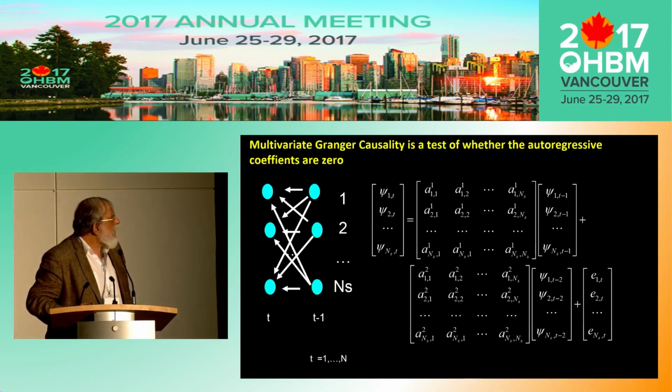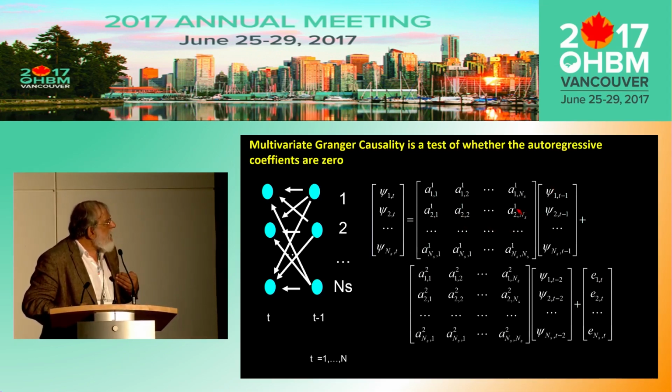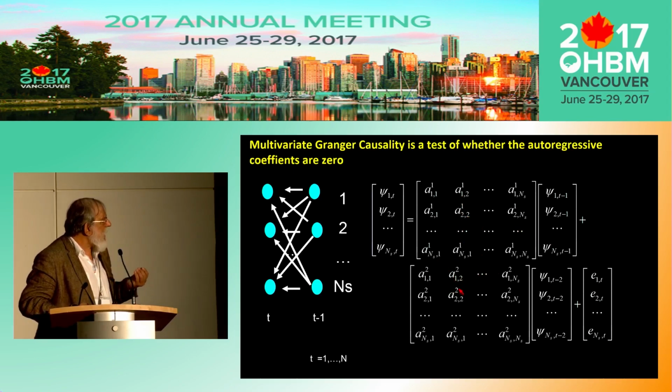What happens when you have N sensors, a bunch of sensors? Well, then you need to have a large matrix which will describe the effect at a previous time on a future time of any neural mass. And that can happen for several delays. So here I've put just 2 delays. We have these 2 autoregressive matrices. This is lag 1, this is lag 2.